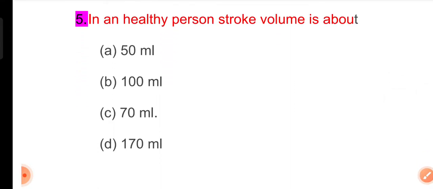The next question is, in a healthy person, stroke volume is about. So in a normal healthy person, what is the stroke volume? Stroke volume is nothing but the pumping volume of the heart. For each cycle of the cardiac conducting system, how many ml of blood will come out from the heart? The options are option A, 50 ml, option B, 100 ml, option C, 70 ml, option D, 170 ml.